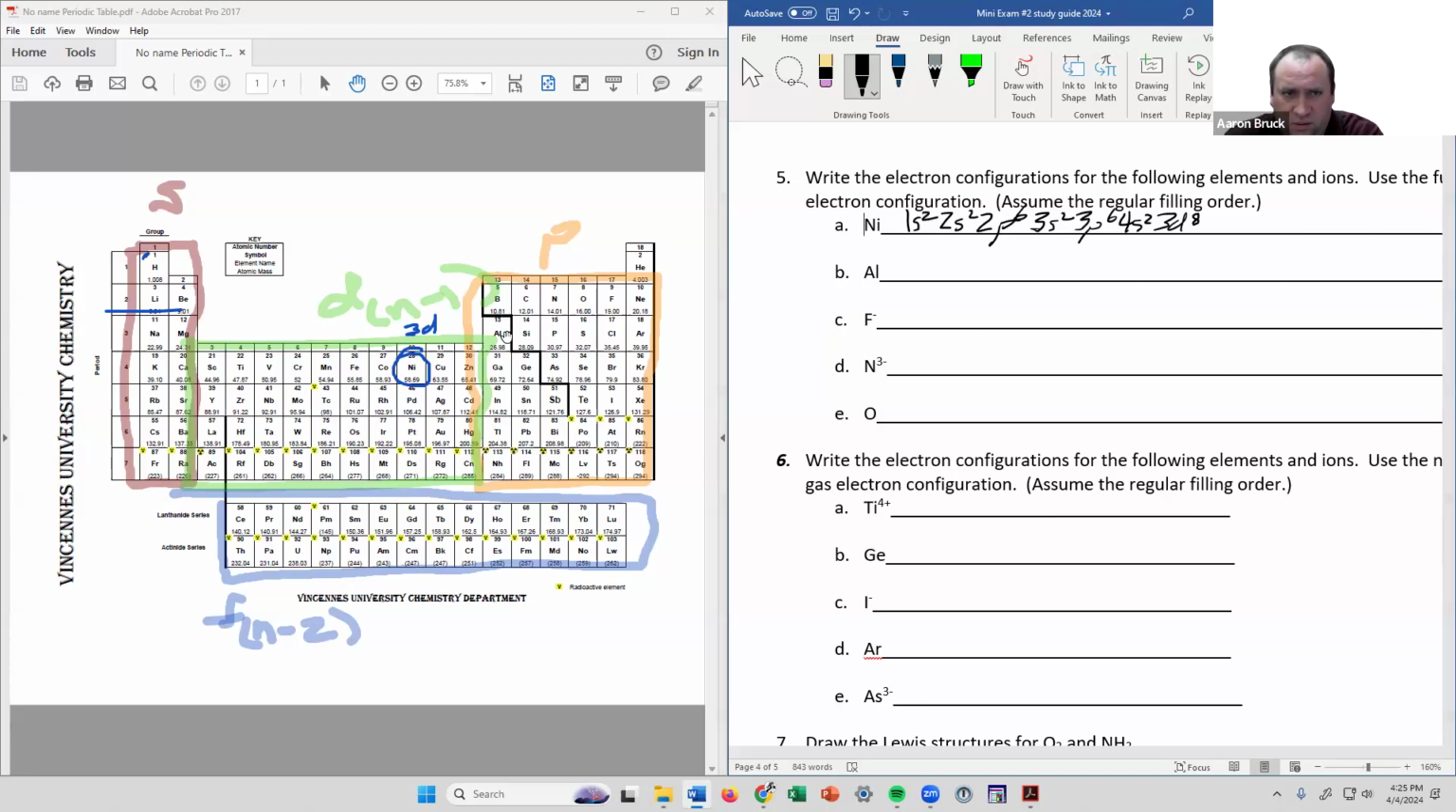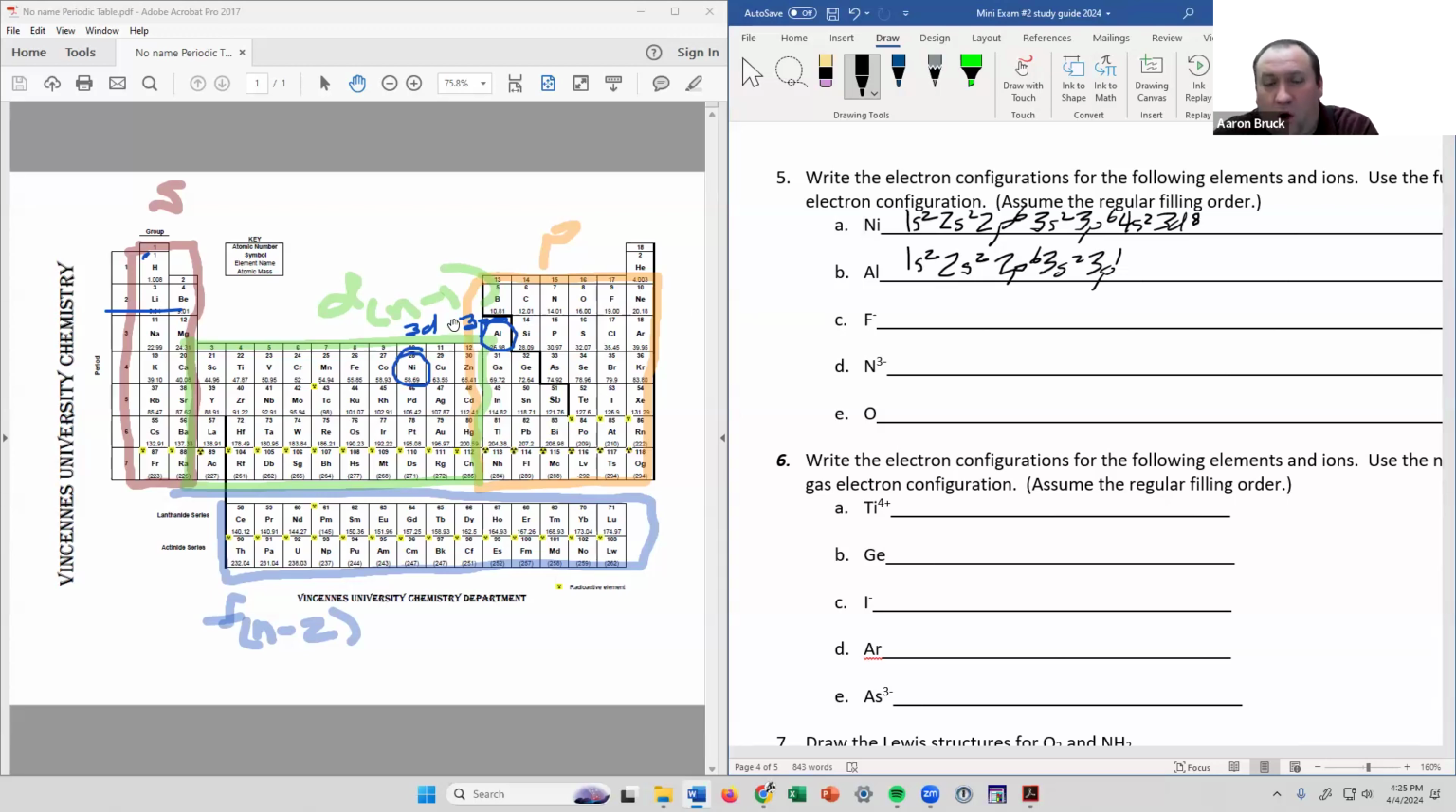Our next one is aluminum. Aluminum is right here, and we're looking at 3P. Its configuration ends there, so we're going to do the same thing. 1s2, 2s2, 2p6, 3s2, 3p. Now we're at 3p. We count. Aluminum's the first one, so it's 3p1.